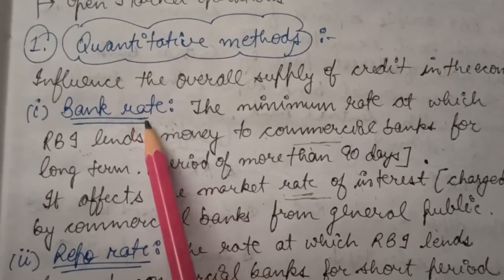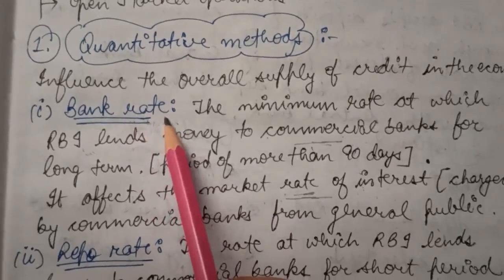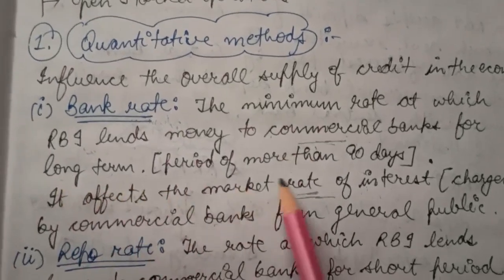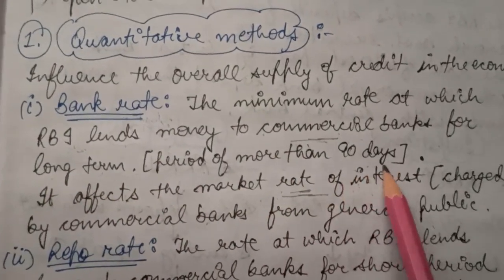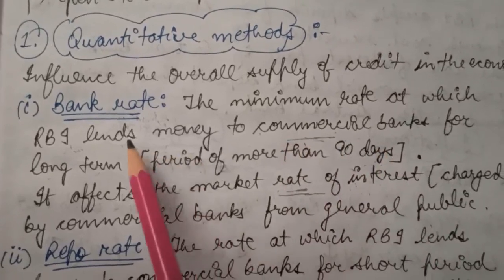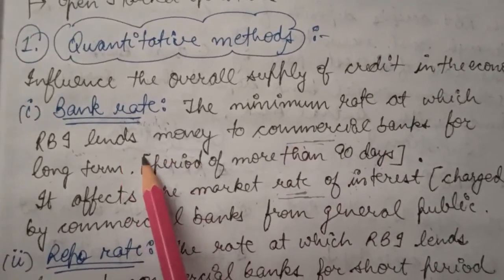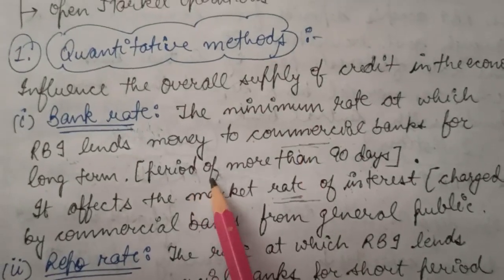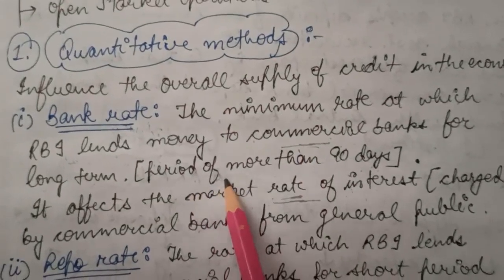And this rate is charged when commercial banks take a loan for a long term, mainly for a period of more than 90 days. And along with that, for this loan or this rate, commercial banks do not have to give any security, that is, it is without any collateral.